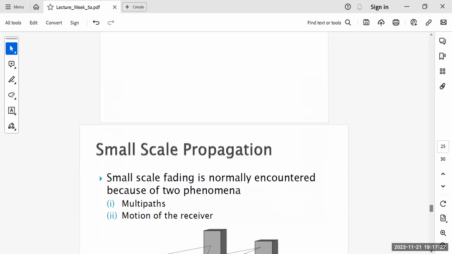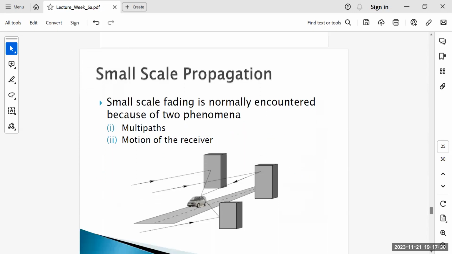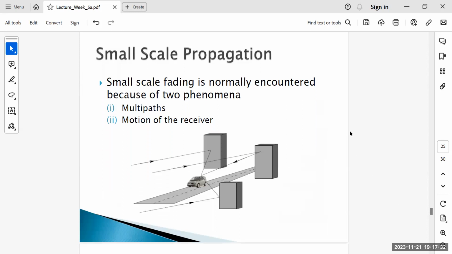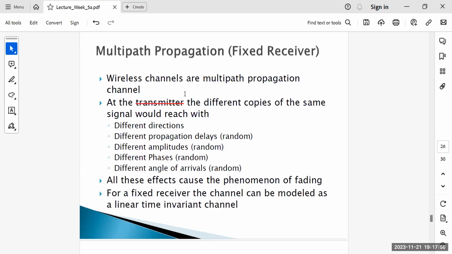Okay, next thing is small scale propagation. Small scale fading, as we have also seen in the last lecture, is normally encountered when we travel a very small distance and we get degradation in the signal. This usually occurs because of two things. One is the multipaths and the other is the motion of the receiver. You can see this car, there are a lot of multipaths in that, and also the motion of the receiver. These are the two things that cause small scale fading.